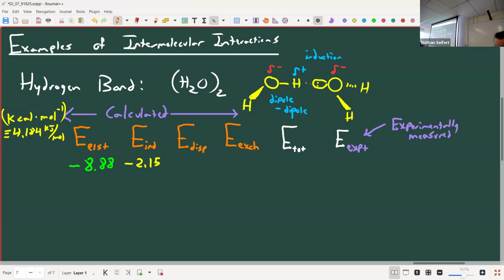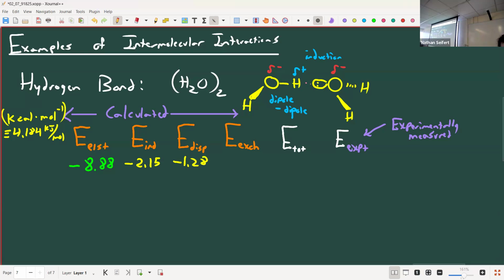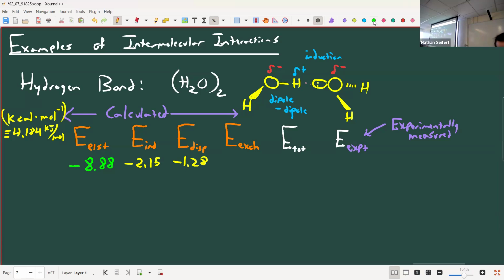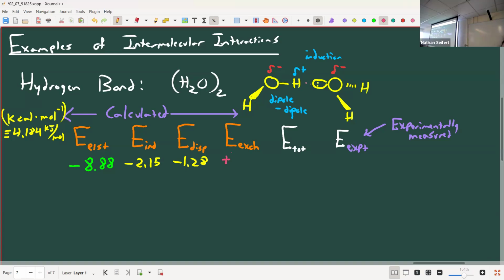But there's always a little bit of dispersion. I said dispersion is not something you can get rid of. It's always there. It's about 1 kilojoule per mole. And then the exchange energy is a positive value again because it's repulsive. And you can see that the exchange energy actually compensates for a lot of the stabilization. Almost all of the electrostatic energy is compensated for with the exchange energy.